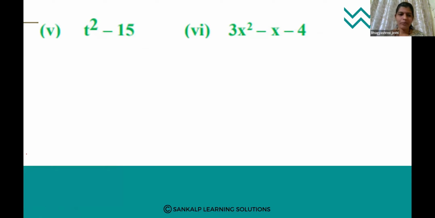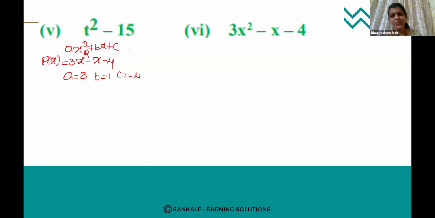Now, so 3x² minus x minus 4 is there, right? So this is the polynomial and it is a quadratic polynomial. Here directly we can get the value of a, value is 3, b value is minus 1, nothing is there means minus 1, and c value is minus 4, right? So this is in the form of ax² plus bx plus c, right? A value is 3, b value is minus 1 and c value is minus 4. ಇಲ್ಲಿವರೆಗೂ ನಿಮಗೆ ಅರ್ಥ ಆಗಿದೆ ಅಂತ ಅನ್ಕೋತೀನಿ, right?